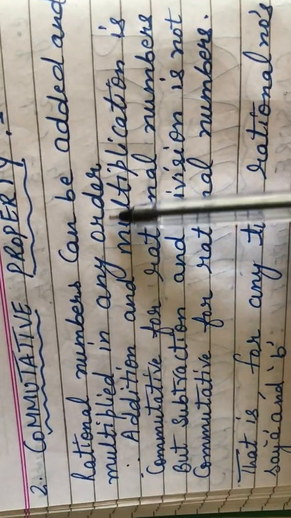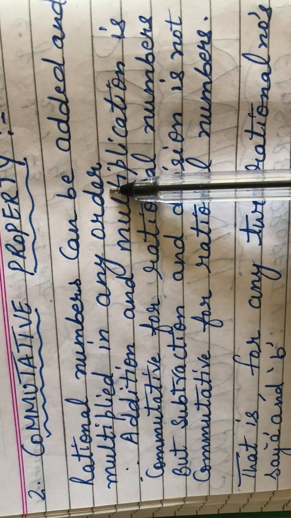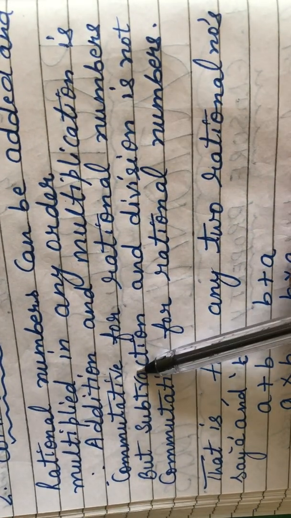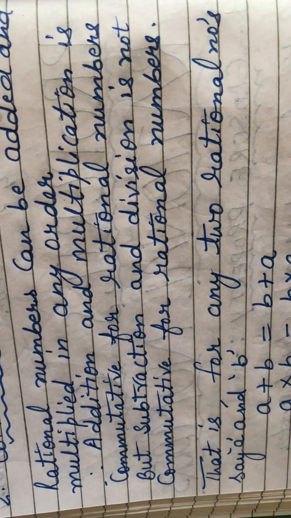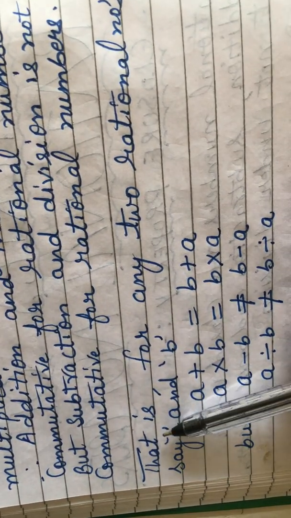Rational numbers can be added and multiplied in any order. This is commutative property. Addition and multiplication are commutative for rational numbers, but subtraction and division are not commutative for rational numbers. What does it mean now?